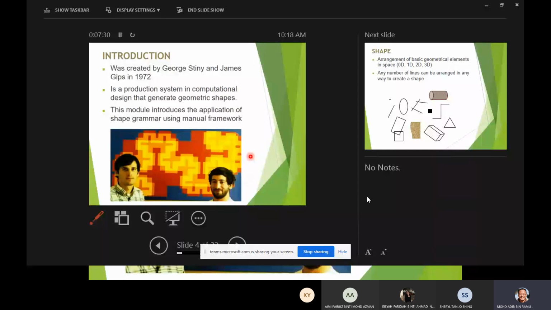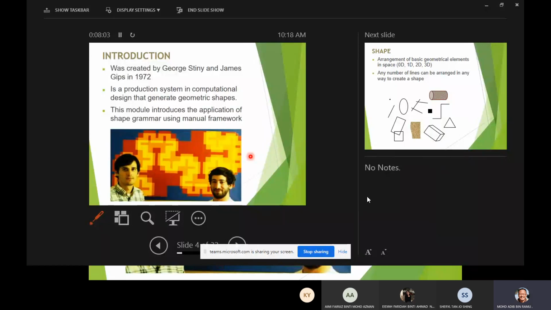But in this module, like I said last week, you're not going to do that. Maybe I'm just going to show some examples which I've done previously. In this class, everything will be done using a manual framework. You can draw manually using pen and paper, or do mock-up models to create the design, or you can also use computer software.